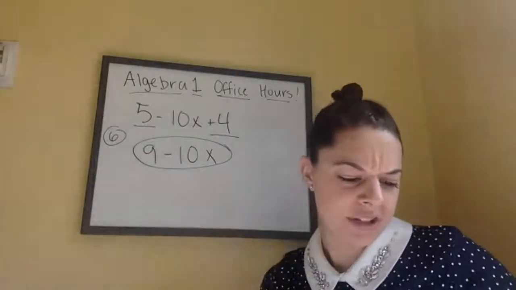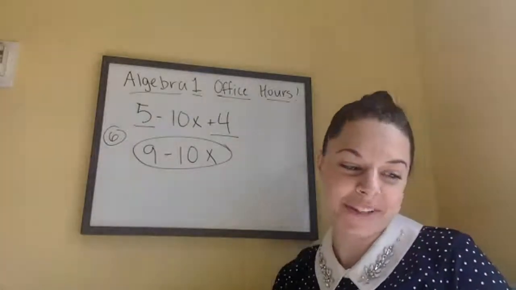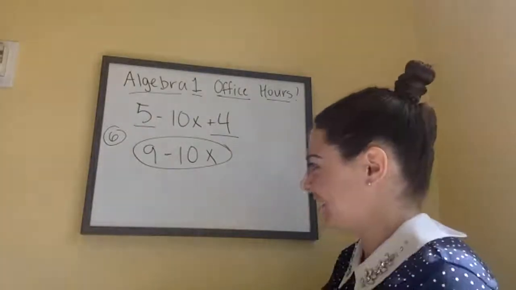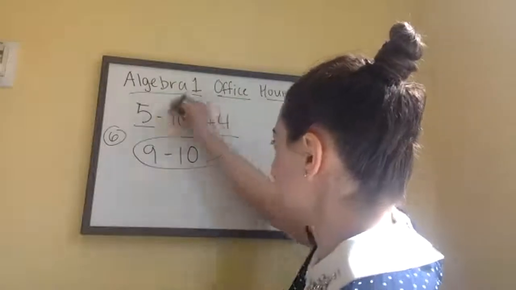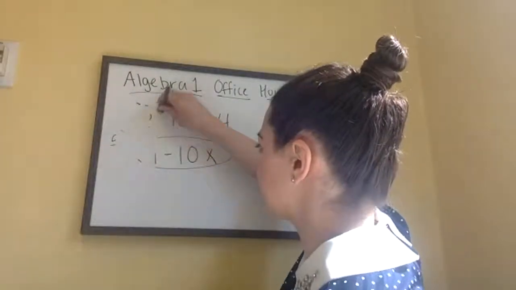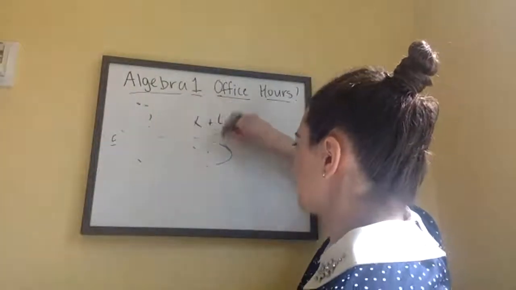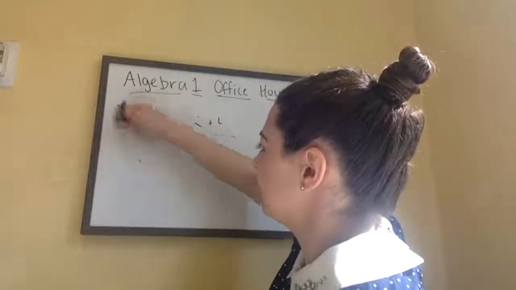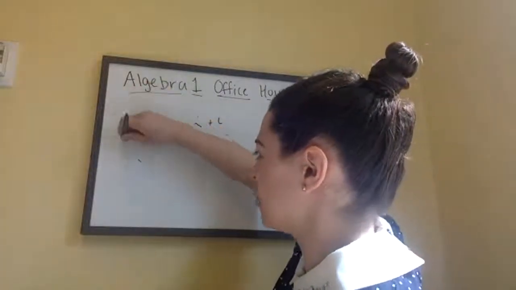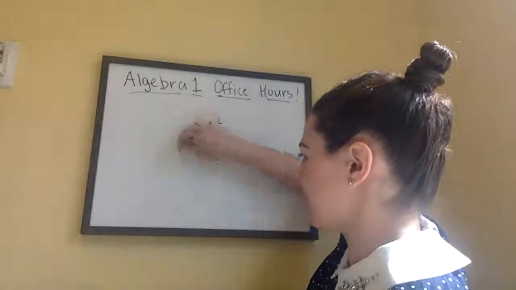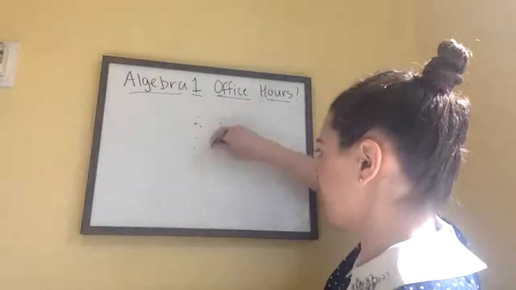Next problem I want us to take a look at is problem number 6 on the next page. It looks a little bit like this. And you do need to use some combinations of knowledge of exponents, as well as the multiplication distribution property.